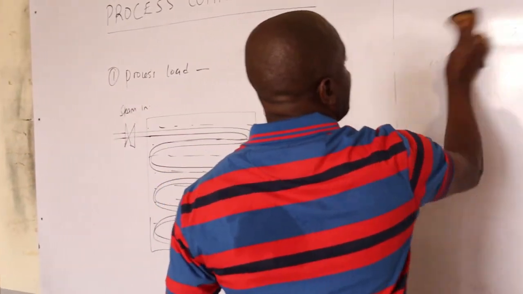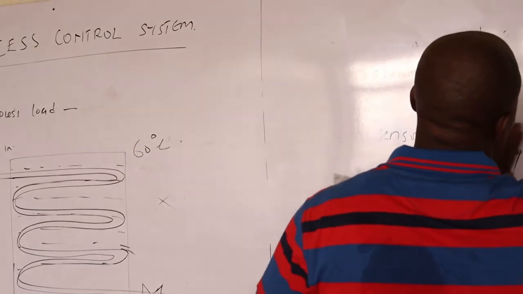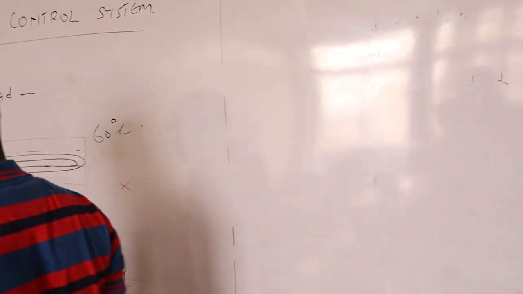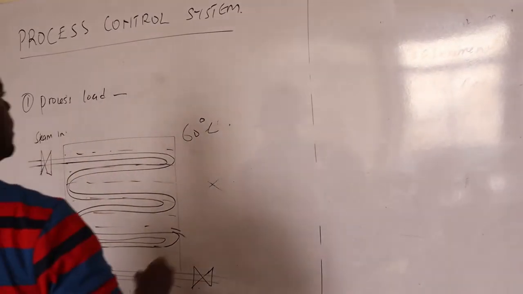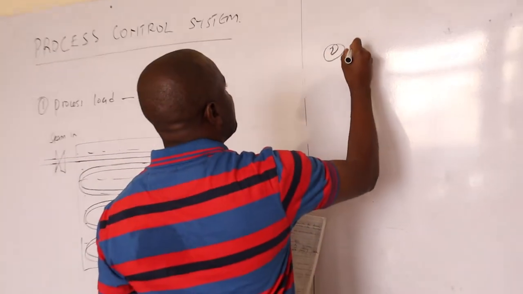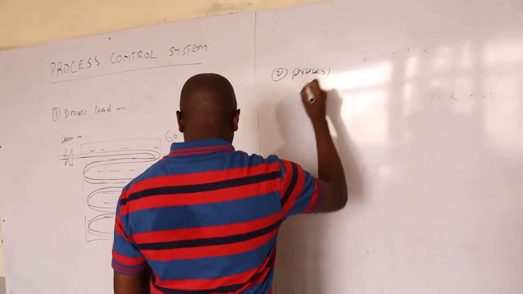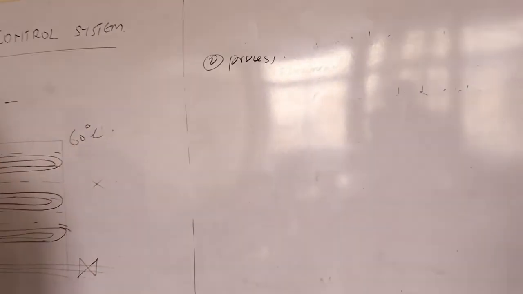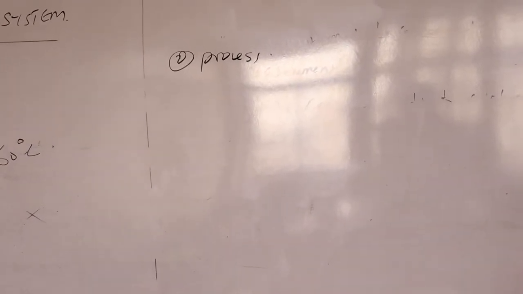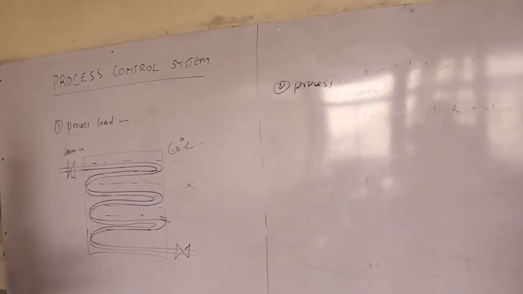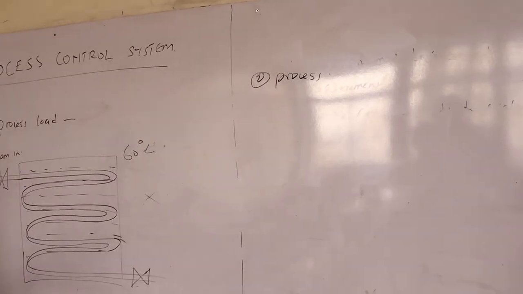So the other important characteristic that we can talk about is what we refer to as the process lag. Number two is process lag. Process lag is just the difference in time. This is the time that it takes for a controlled variable to reach a new value after a process load change.